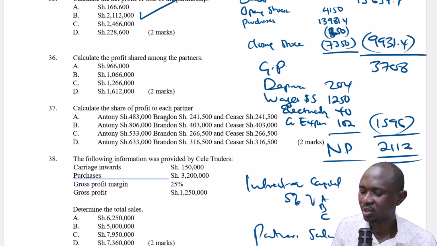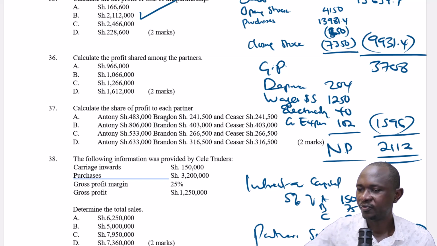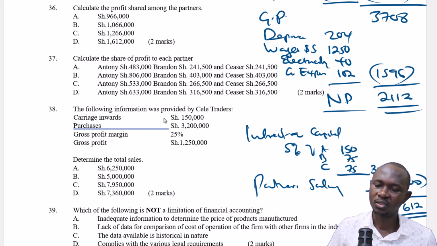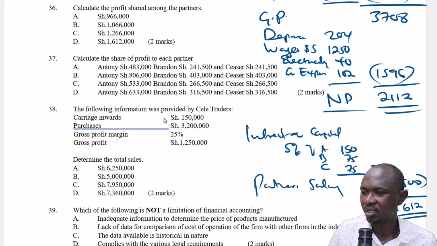Let me just repeat this. So this will be 150, 75, 75. The total will be 300. And then partner salary is 200. When you add all this, we have 500. We less that from the 2112, and what we are going to get is 1612. Yes, 1612. So this will be the profit that will be distributed amongst the partners.